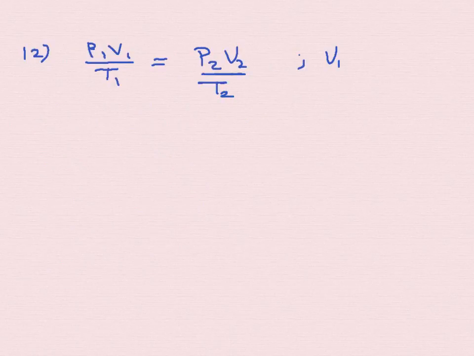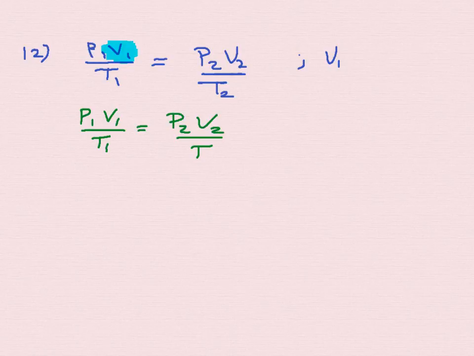Number 12. P1 V1 over T1 equals P2 V2 over T2. This is a chemistry formula. It's called the combined gas law, and it's used to study the behavior of gases when pressure and volume and temperature are all variable. I want to solve for V1. V1 right now is multiplied by a P1 and divided by a T1. So the best thing you can do here is to get rid of the fractional component in your question so that you can make it less messy.